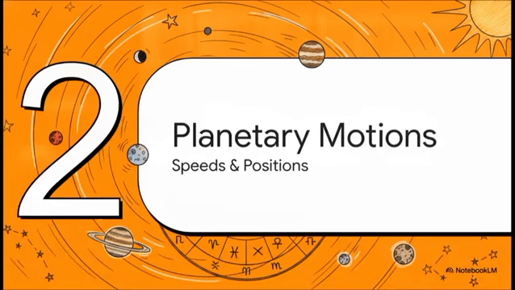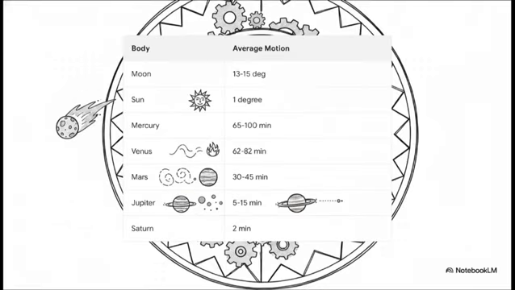Moving right along to section 2, planetary positions and motions. Now take a look at this breakdown of the average daily motions of our celestial bodies. The contrast here is just wild. Right at the top, you've got the blazing speed of the moon, literally tearing through 13 to 15 degrees of the sky every single day. But then scan your eyes all the way down to the bottom. Saturn is barely moving at a sluggish 2-minute crawl. It's basically the absolute turtle of the zodiac.